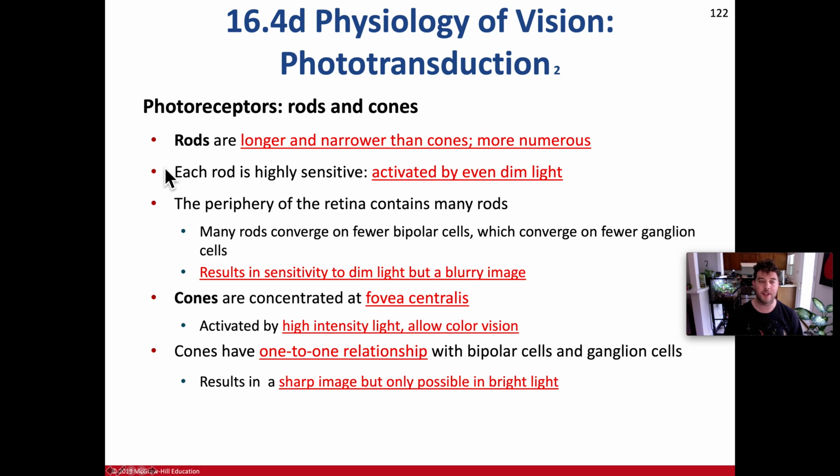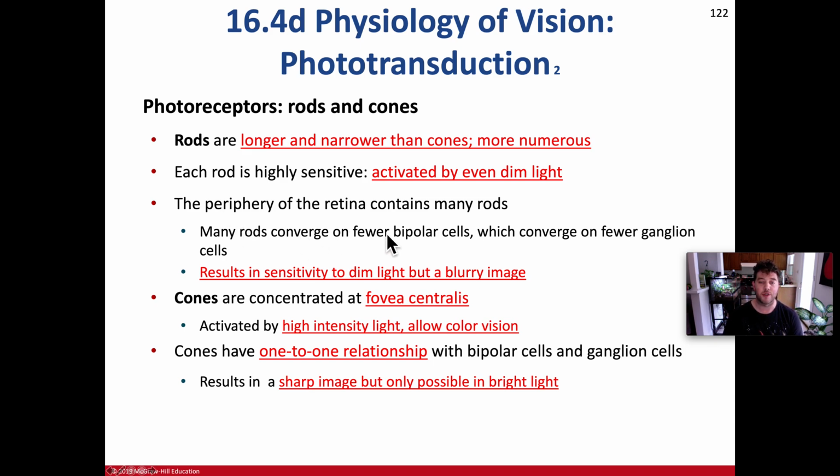Right, looking at the rods and the cones. The rods are longer and narrower than cones, and they're more numerous. Each rod is highly sensitive. It's activated even by dim light. It's also noted that in bright light, rods tend to be less effective. So rods are really effective in low, dim lighting. The periphery of the retina is going to be where most of your rods are. So in lower lighting on the periphery of the retina, we're able to see more clearly.